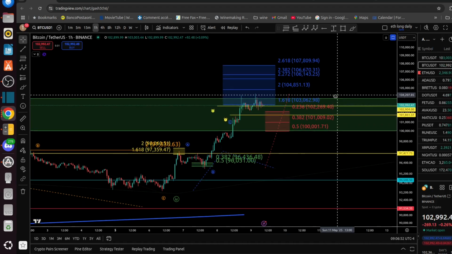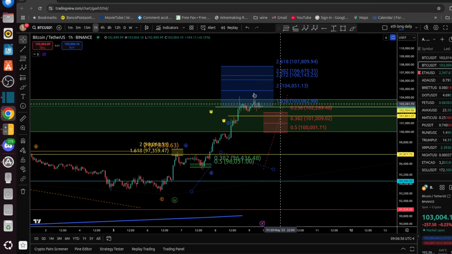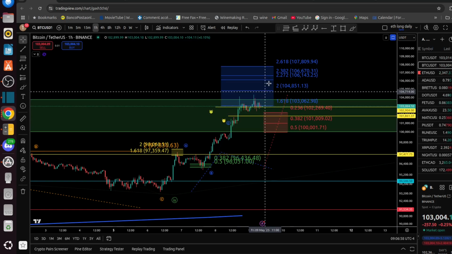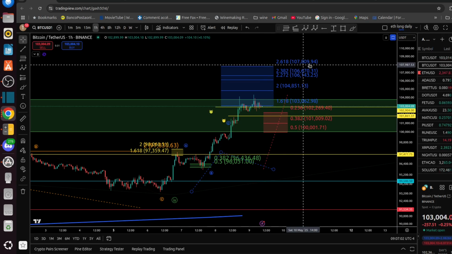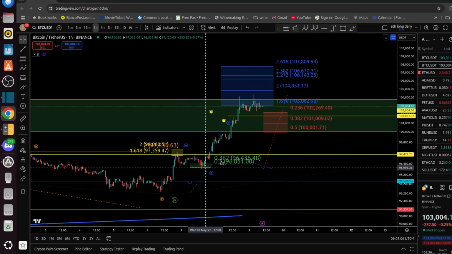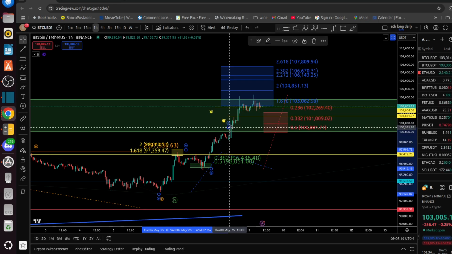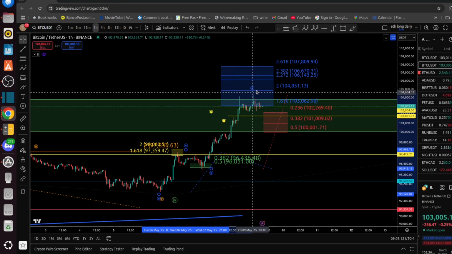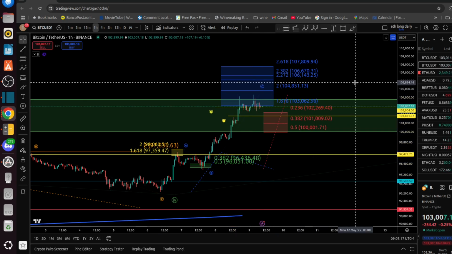Now, because this is Bitcoin, I am not going to strain myself to the 2x, and it can go even, I don't know, 107,809. It would reach the 2.618. Yeah, this would be a crazy C wave, but this is Bitcoin, so it can do crazy things, right?